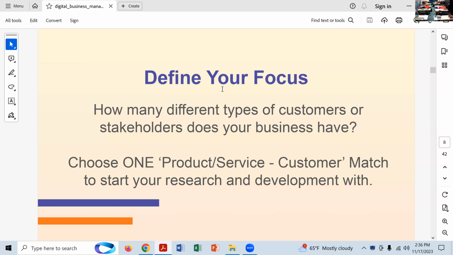So, does everybody have one ideal customer and one product articulated? It doesn't have to be perfect. You just want to have that person in your mind.